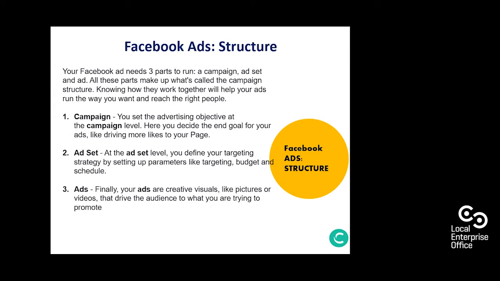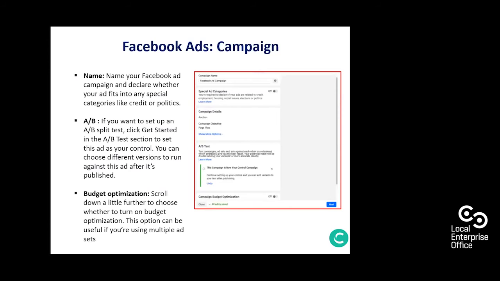More so than with Google Ads, before you engage with Facebook advertising, have a think about how this campaign structure might work for you, and start to map it out on either virtual or physical paper. This will make it easier to create a campaign. You name your campaign and declare whether your ads fit in any special categories, which is down to politics and that kind of stuff. If you want to set up an A/B split test, that is where you test, if you like, two variations.